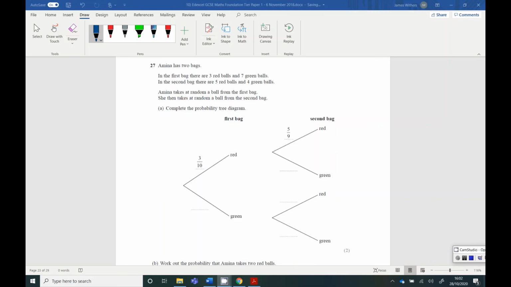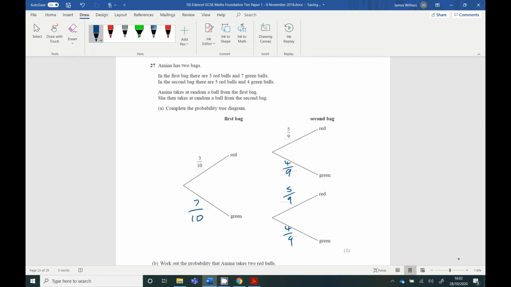Question 27. So in the first bag we've got 3 red balls, we've got 7 green balls, so the probability of a green ball is 7 out of 10. Now in the second bag, 5 red, 4 green, so the probability of a red is 5 out of 9, and then 4 out of 9 for green, and repeated down here. But this is the second bag.